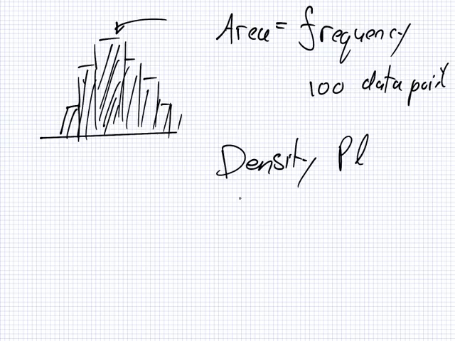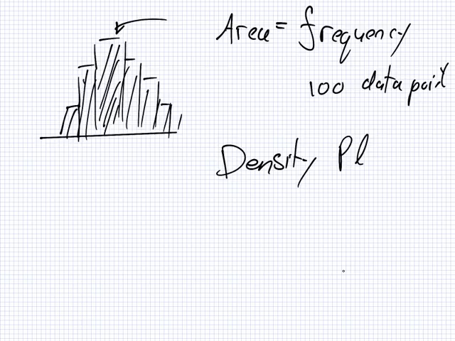And a density plot is just a histogram where the area is equal to 1. So what you do is you take your histogram and you divide all the heights by 100 in this case because we have 100 points. And what that does is it changes the total area to 1 instead of 100, because it's like you shrunk everything by 100.